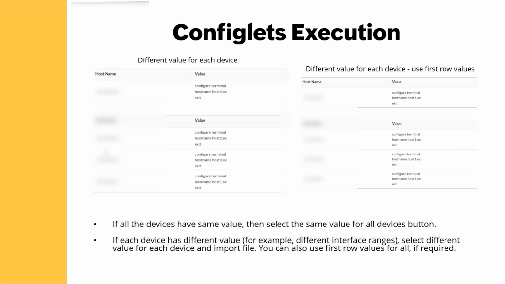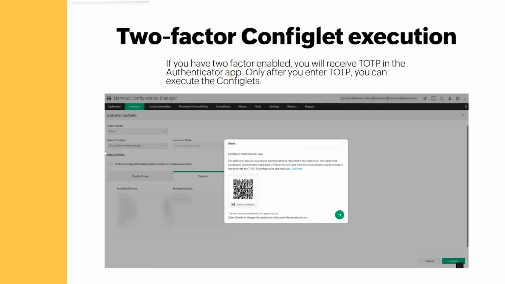Now let's move on to the next topic, which is the two-factor configlet authentication. This is a new feature we've recently developed in Network Configuration Manager. If you have enabled two-factor authentication, you will receive a TOTP, which is a time-based one-time password, in your authenticator app. Only after entering this TOTP will you be able to execute the configlet. This feature adds an extra layer of security authentication. If two-factor authentication is enabled, this step will be required for executing any configlet. This feature, configlet execution, is used for automating the application of configuration changes across multiple devices in a controlled and efficient manner.